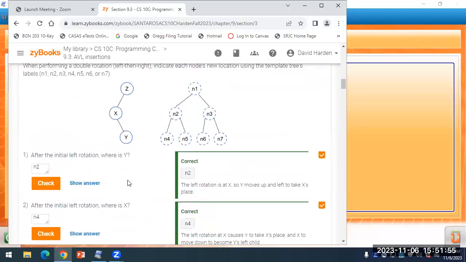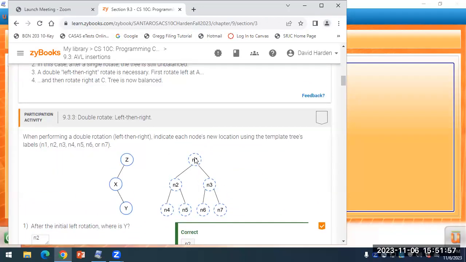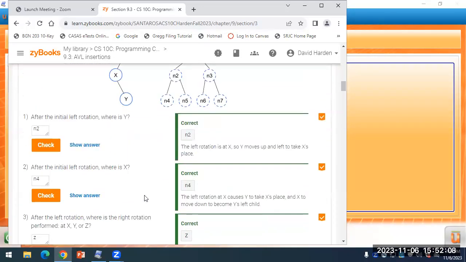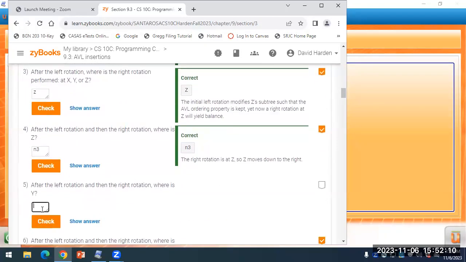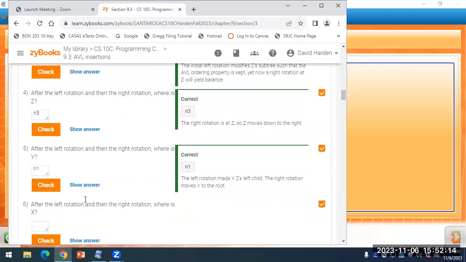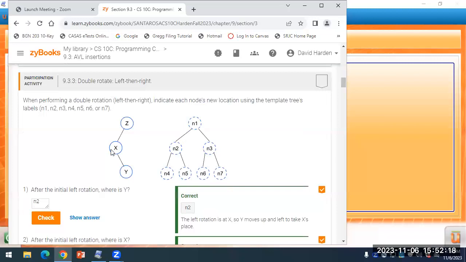And where's Y at that point? Oh, no, yeah, and Y was here. To do a right rotation at Z, we're picking up Y. So it becomes N1. After the left rotation and then the right rotation, where is X? And N2?